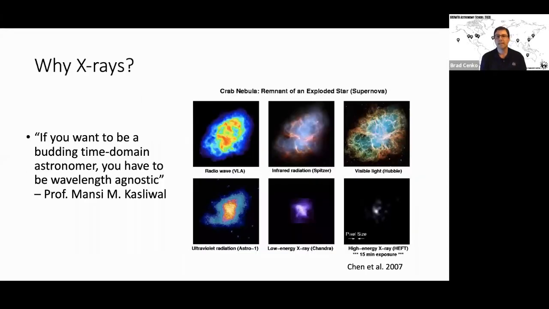Why do we actually care about X-rays? What can they tell us? Well, I'll just take a quote from our fearless leader. If you want to be a budding time domain astronomer, you have to be wavelength agnostic. Each wavelength tells us about very different processes that are going on in any individual object. Generally speaking, optical, ultraviolet, infrared radiation, these are probing thermal processes. This is where material is able to reach a similar temperature.